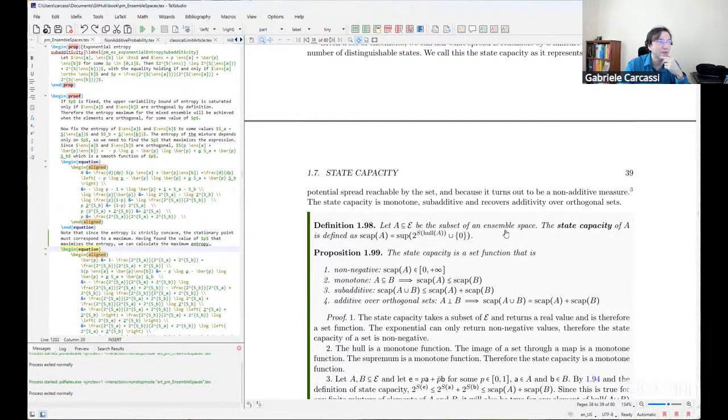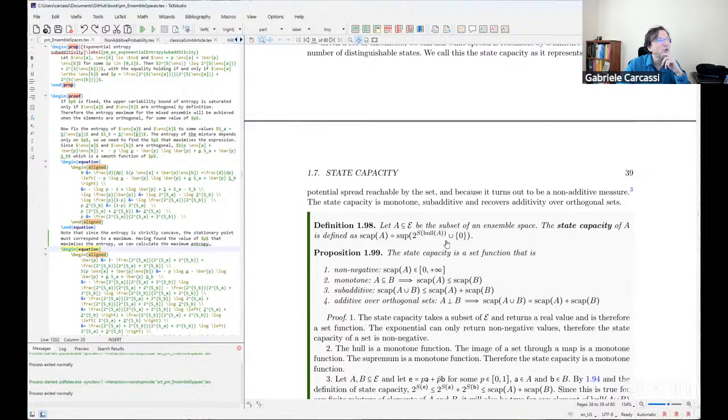Let A be a subset of an ensemble space. Then the state capacity of A is defined to be the supremum of the exponential of the entropy over the hull. The hull, if you recall, is the set of all possible convex combinations that we can make starting from elements of A. So you take all those possible convex combinations, you take the entropy of all of them, and then the exponential of the entropy, and you take the supremum, so the highest possible exponential entropy reachable from that set, and you call that the state capacity. That's the maximum spread that we're going to have by combining things in that subset of the ensemble space.